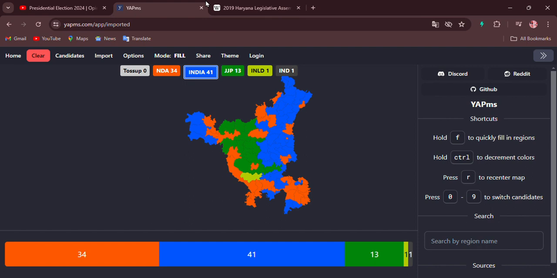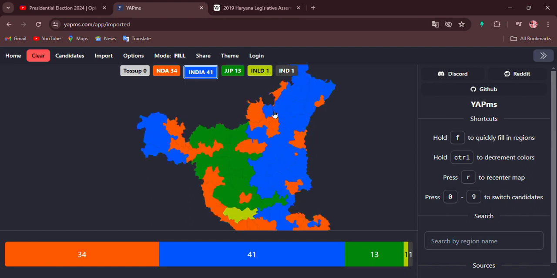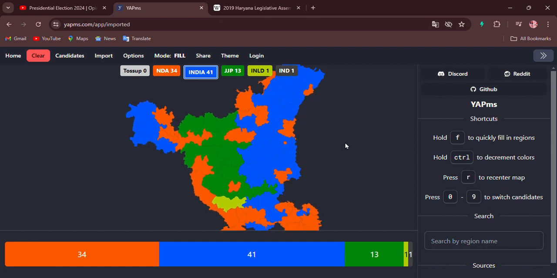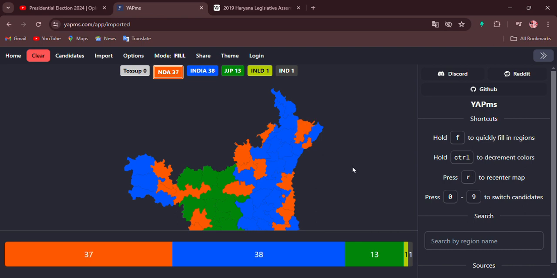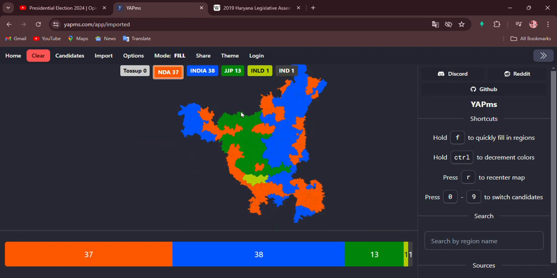So, in conclusion, I would say this is the scenario, and you can give a second scenario also, where NDA will get one or two seats more in this region if it tries to retain it, because the areas which fall under these constituencies are of religious importance. So again, BJP can just sentimentally win these, maybe one seat here. And this is the second scenario.